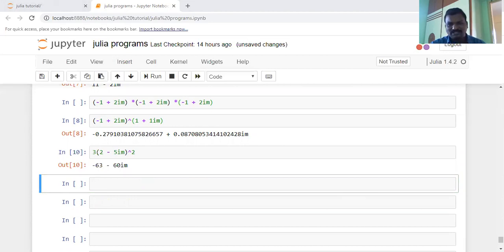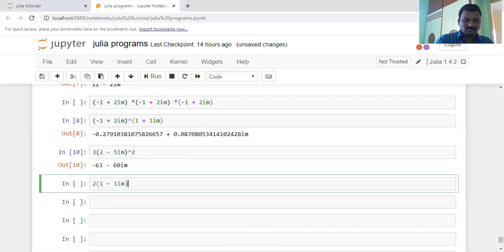The promotion mechanism ensures that operations on operands of different types just work. Here, the promotion mechanism means not only complex number multiplication and complex number addition, you will perform the arithmetic operation on different types. Here that different types may be 2 into im, as I already explained. Let us take a simple example here.